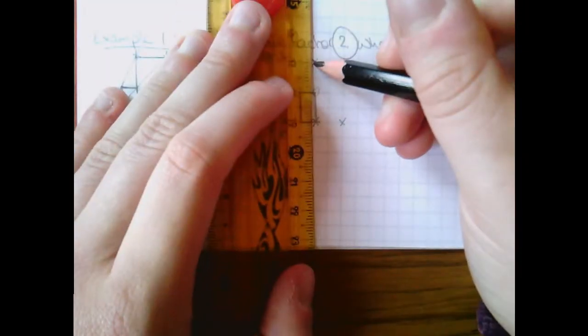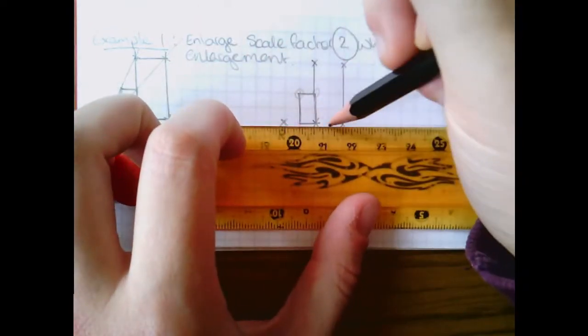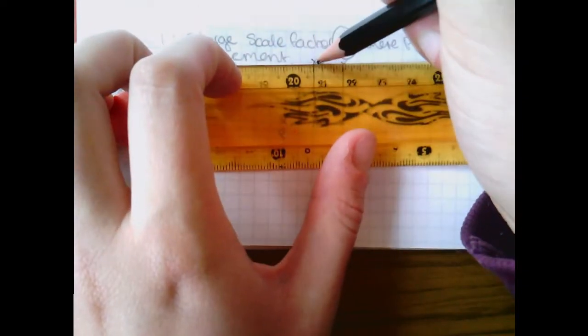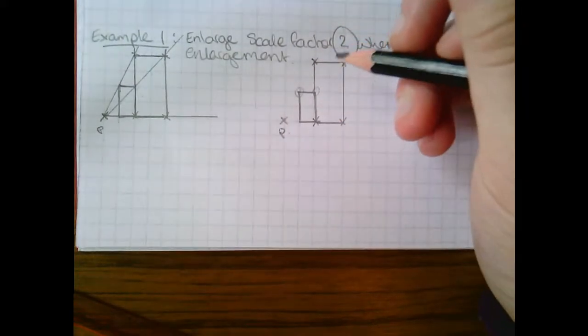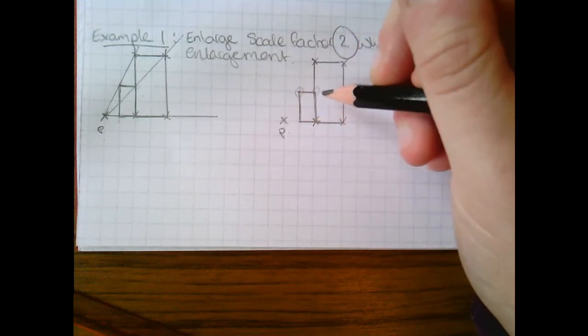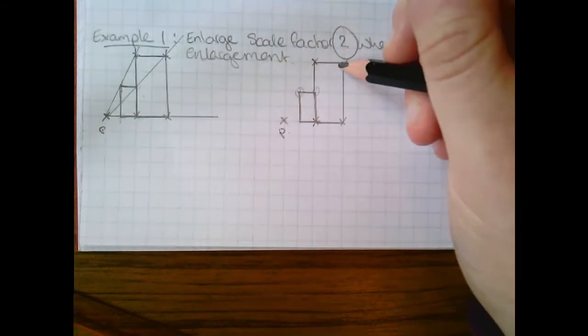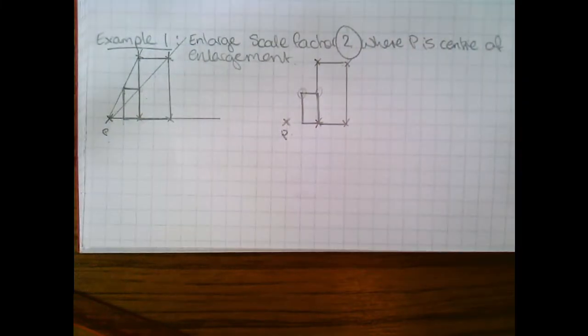Okay, join them up, and you might want to check again. So if we join those up, we will find that we have 4 up, that one's 2 up, so that's 2 times bigger, that's perfect. And then we've got 2 across, that's 1 across, and the side lengths are the same on that side, so that's perfect.